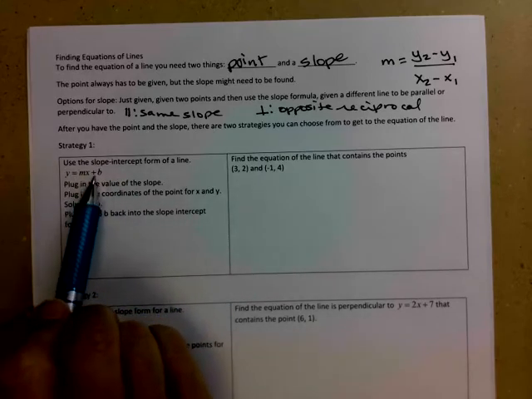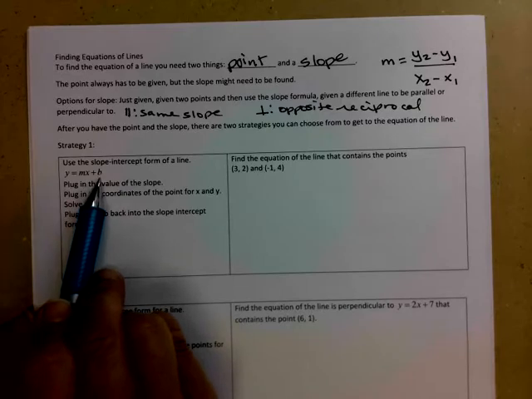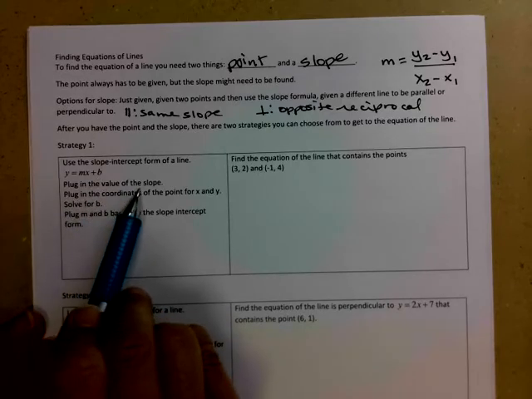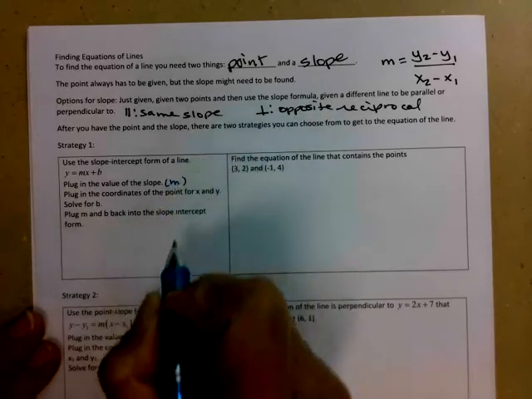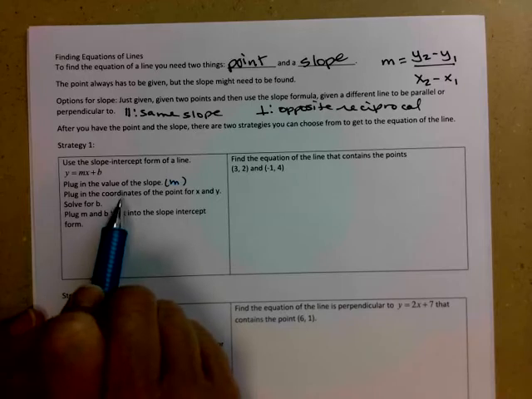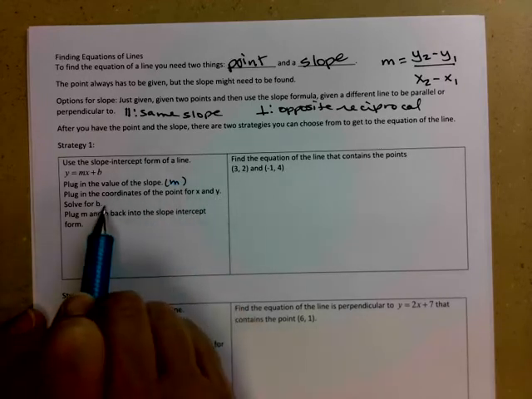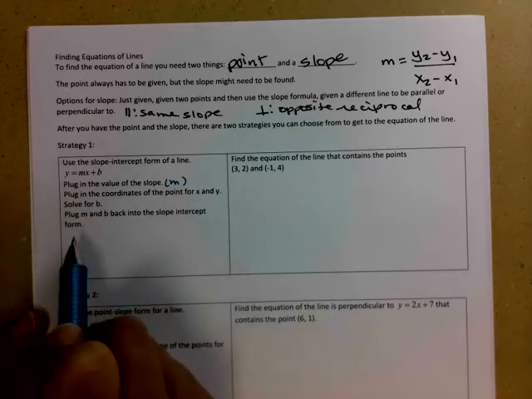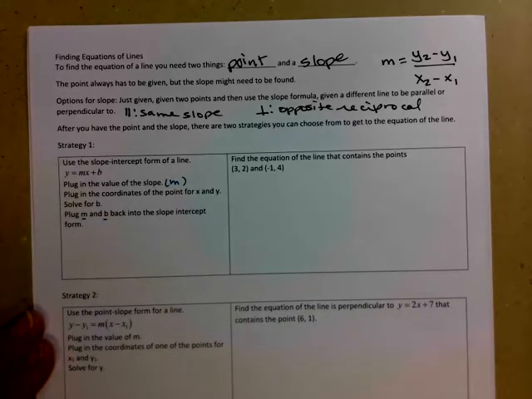Okay, so here we go. We're going to use the slope-intercept form of a line. So y equals mx plus b. We're going to plug in the value of the slope, right? That goes in for m. And we're going to have the coordinates of at least 1 point. Remember, we have to have that. We're going to plug that in for the x and the y. We'll solve for b. And then we just go back and make it look pretty by plugging the m and the b values back in, leaving the x and y as they are.